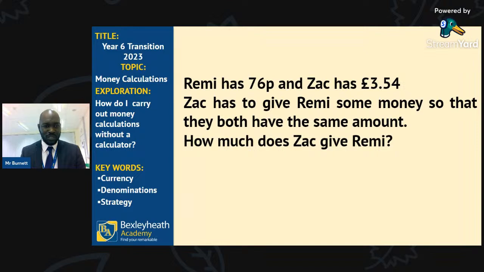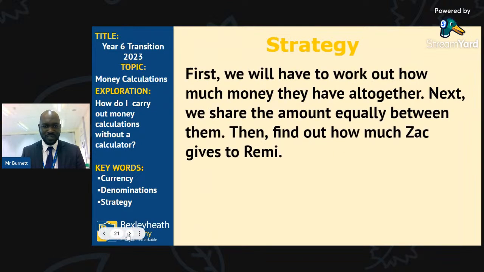Miss, if we can go please to the next slide, because there is a bit of strategy on the next slide. So first we can work out how much money they have all together. See, that's called the sum. So if we go ahead and add it up, we can work out how much money they have all together. And then if we divide it equally between the two of them, we can see how much money each person should have at the end. And then we can work out how much money Zach needs to give to Remy. All right, so that could be one approach to this question.